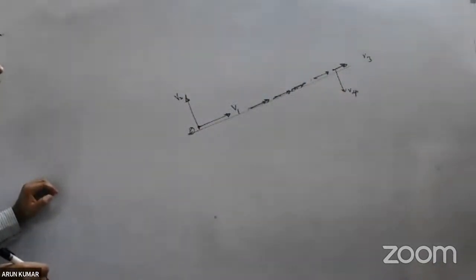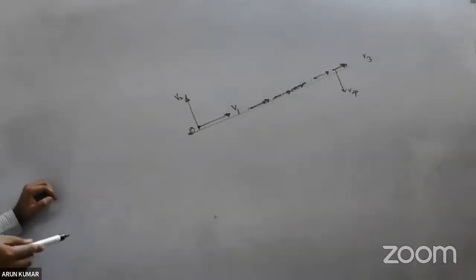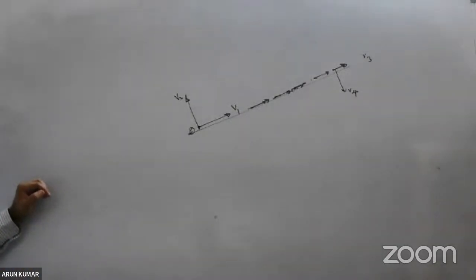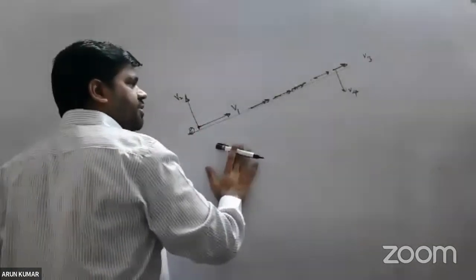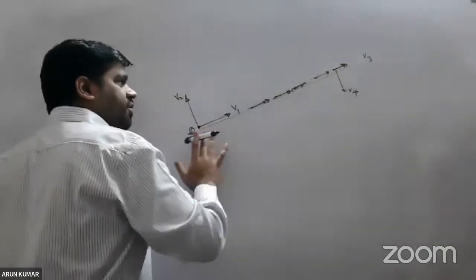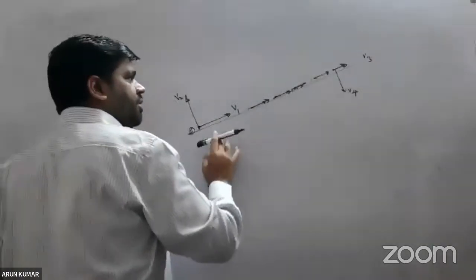What happens to v2 and v4? Magnitude is reversed, but can I say v2 is greater than v4, or they are equal, or v4 is greater than v2? They're equal. Yes, they are equal. V2 is equal to v4. All right, so this is very clear. Now I will draw a trajectory. You tell me whether it's possible or not.